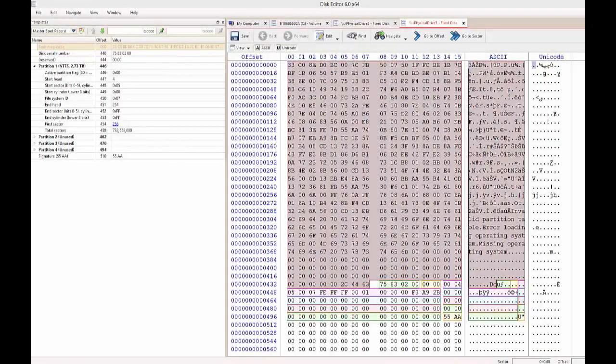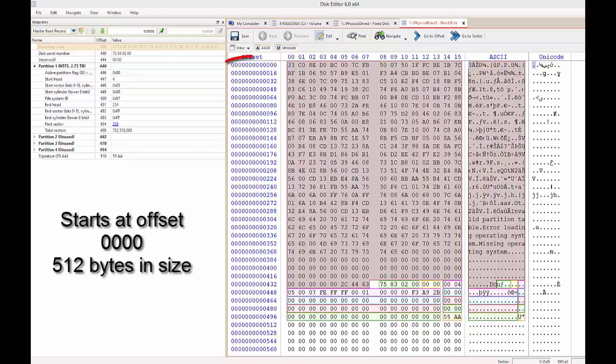The master boot record can be found in the very first sector of a hard disk drive, starting at offset 0. It is always 512 bytes in size, exactly 1 sector if the disk is smaller in size and left with the industry legacy default.